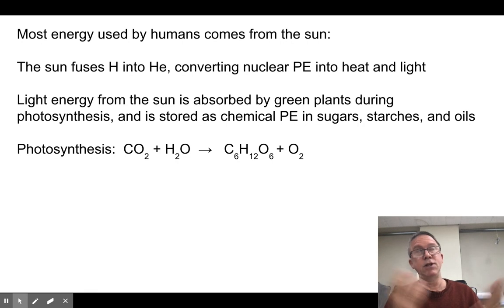The sun converts hydrogen into helium, releasing nuclear potential energy, which converts into heat, which gets converted to light, which comes streaming to the earth in the form of photons of light energy, right? So that light energy gets absorbed by green plants, either in the oceans or on land. And those plants use photosynthesis to take carbon dioxide and water, which don't have much energy in the bonds between the atoms, and stitch it together to form sucrose, I'm sorry, glucose, and then that glucose can be converted into things like starches and oils and cellulose, plant matter.